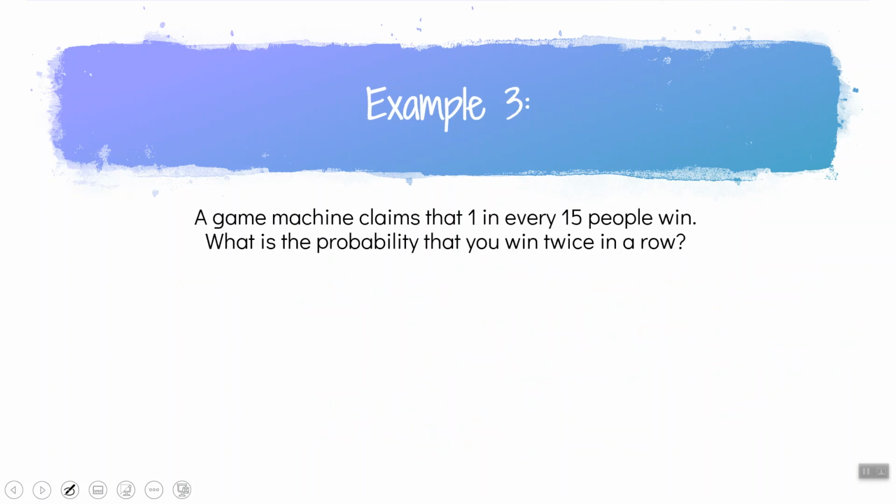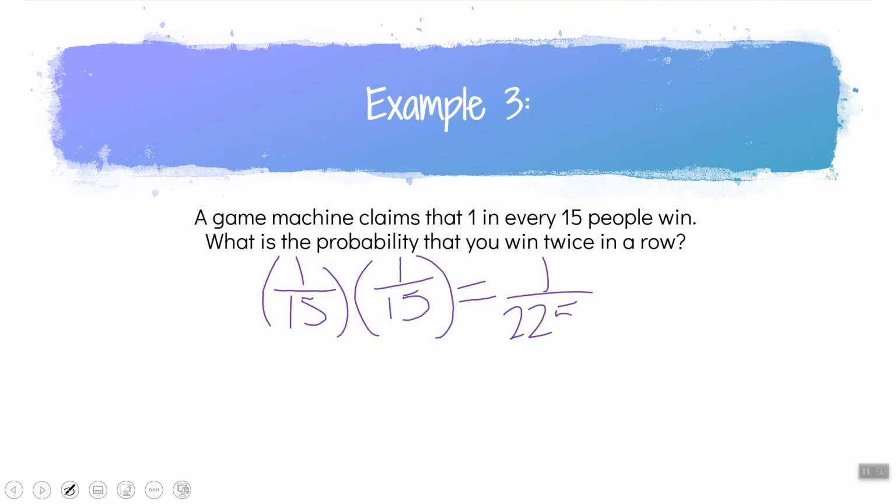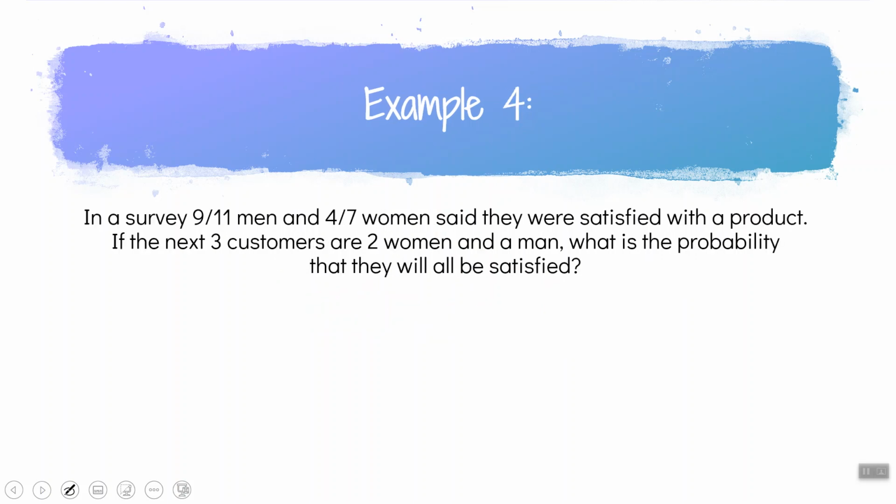Third example. A game machine claims that 1 in every 15 people win. What is the probability that you win twice in a row? Well, you walk up there, the odds of winning is 1 in 15. If that probability is consistent, then that means it's independent. So no matter if I win or lose in that first, the odds that I win that second time is 1 out of 15, which is 1 out of 15 squared, 225, about 0.4%. Very, very low odds.